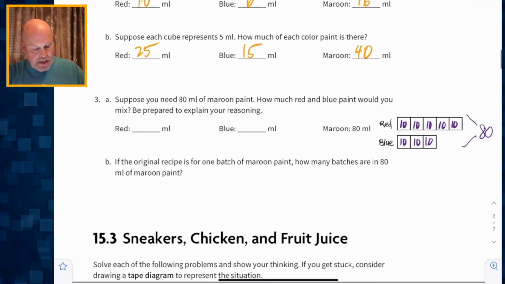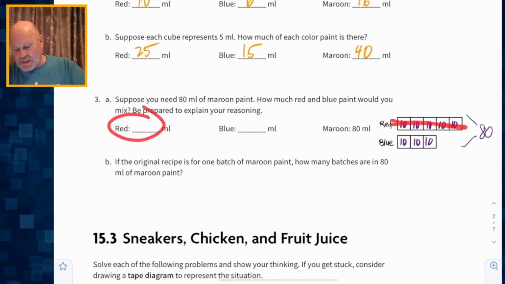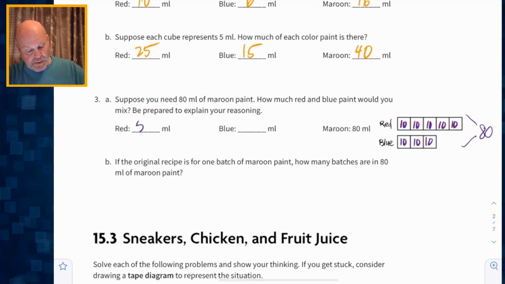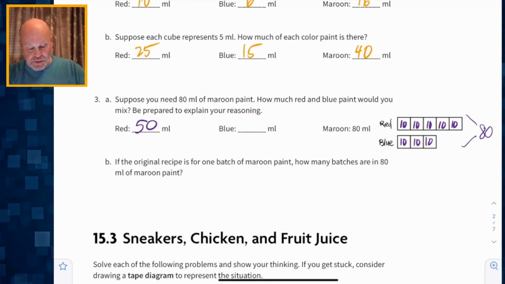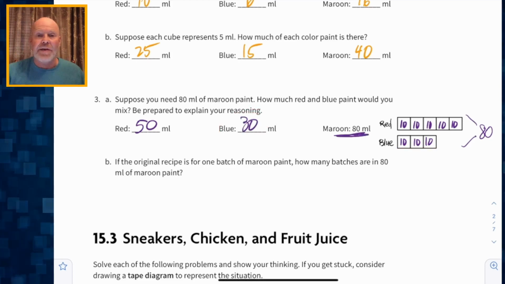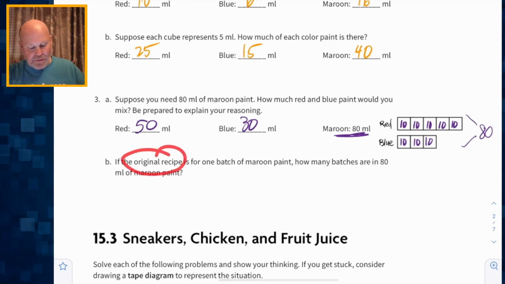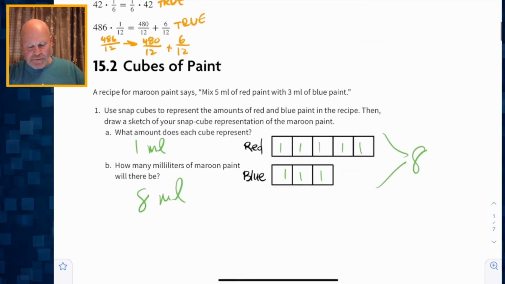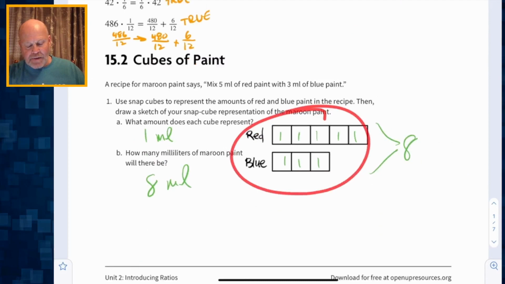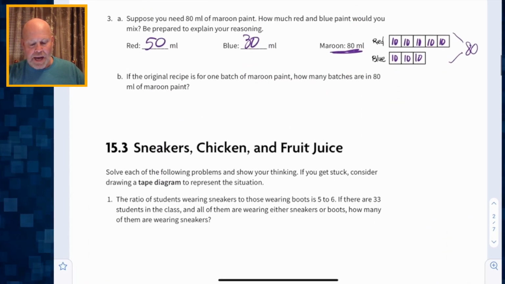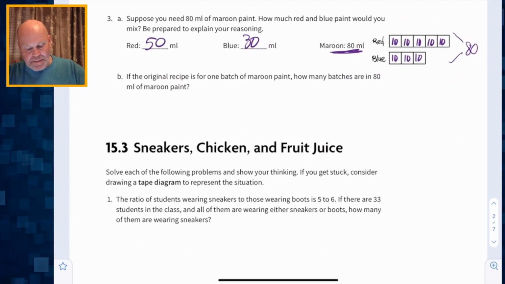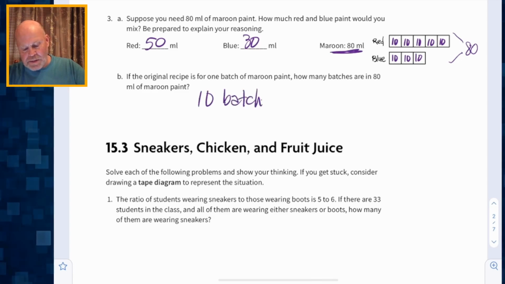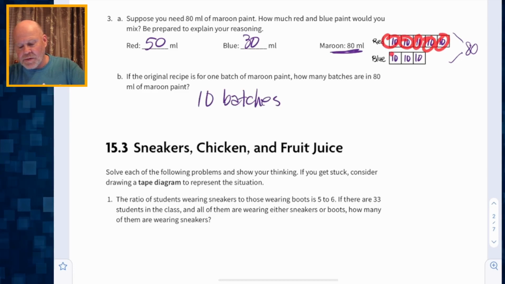And so now, how much red are we going to need? Well, that's 5 units of 10, so that's 50. How about blue? That's 3 units of 10, so that's 30. And then we can see we have 80 milliliters of maroon. Now, if the original recipe is for one batch, that original 5 to 3 counts as one batch, how many batches are in this 80 milliliters of maroon? Well, that's 10 batches. And that's really just the value of each of these units, 10 batches.